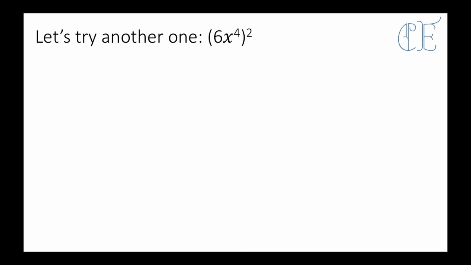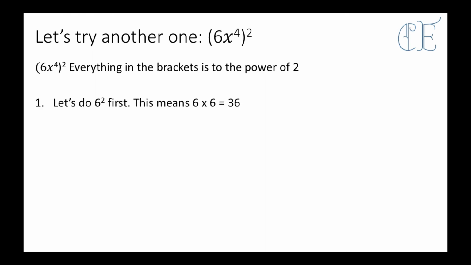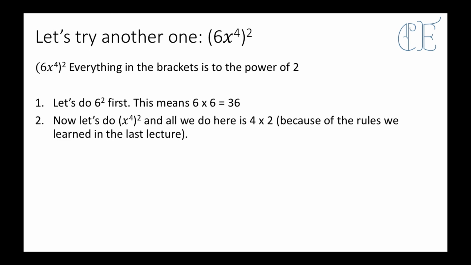So here we've got 6x to the power of 4, all to the power of 2. So don't forget, everything in the brackets is to the power of 2. So let's do 6 to the power of 2 first, because it's easiest. We'll just get that big coefficient out of the way. So 6 squared is 6 times 6, which is 36. And then we do the x to the power of 4, to the power of 2 as well. Because of the rule, we can just multiply those together and do 4 times 2. 4 times 2 is 8.